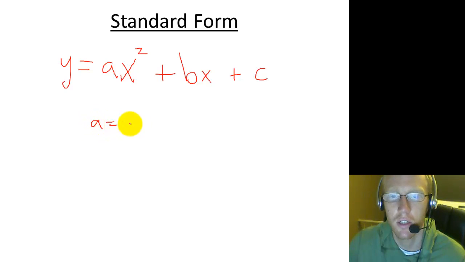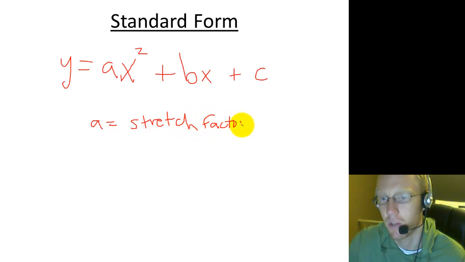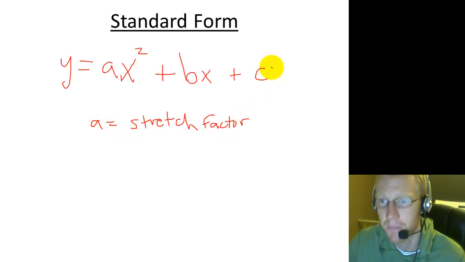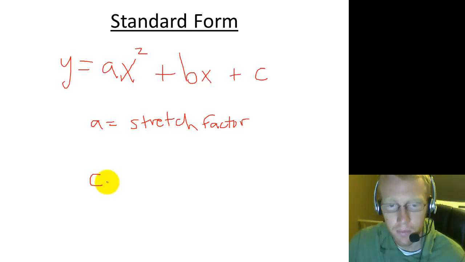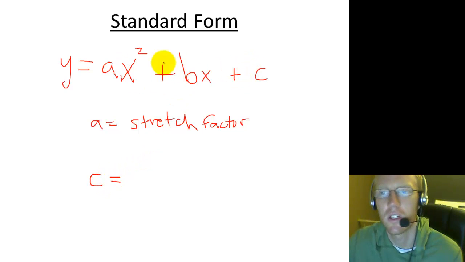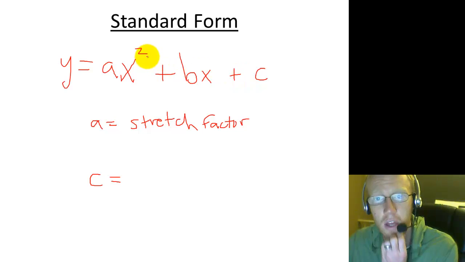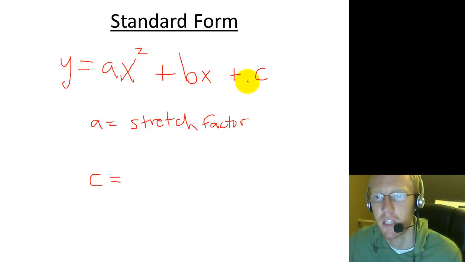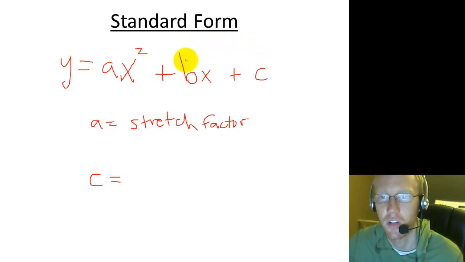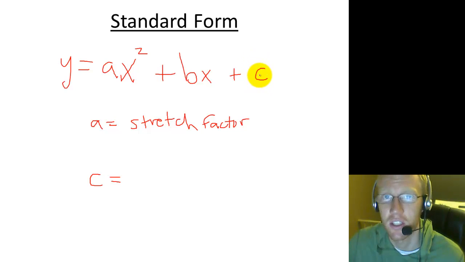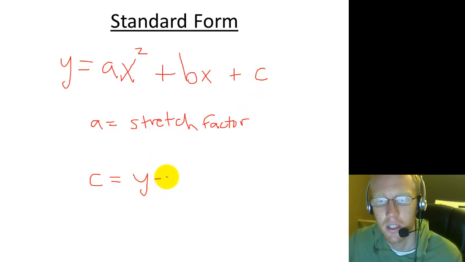So a is the stretch factor. Again, we used a again because it's representing the same thing, but b and c are different than h and k because they stand for different stuff. So a is still the stretch factor. C, it turns out, is, well, let's think about it. What does c stand for? If this was a linear equation, this term would be gone, and you'd just have bx plus c. We used to call that mx plus b, but it's still the slope and the intercept of a straight line. But this is no longer a straight line, so b is no longer the slope. But c, it turns out, is still the y-intercept. And I'll show you why in a second.